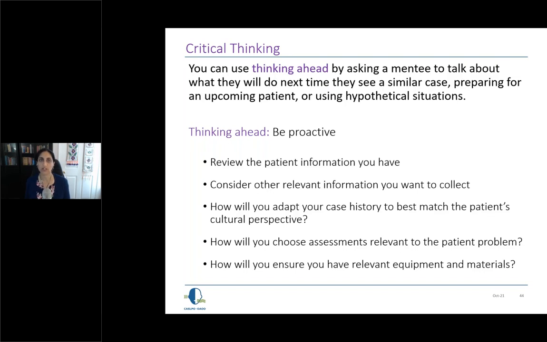So in mentorship, you can use thinking ahead by asking a mentee to talk about what they will do next time they see a similar case, or preparing for an upcoming patient, or using a hypothetical situation. So thinking ahead is about being proactive, reviewing the patient information that you have before you see them, and considering other relevant information you may want to collect. You can ask questions like, how will you adapt your case history to best match the patient's context, their cultural perspective? How will you choose assessments relevant to the patient problem? And how will you ensure you have relevant equipment and materials?